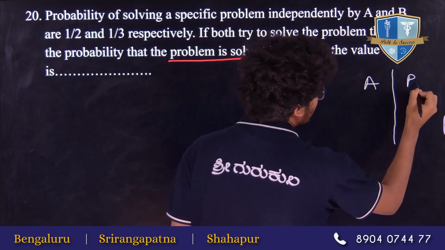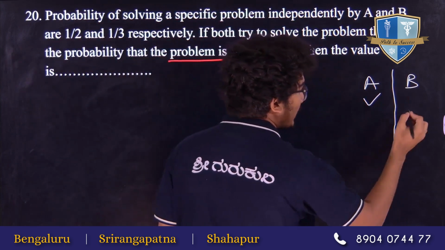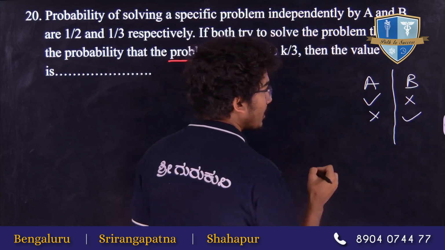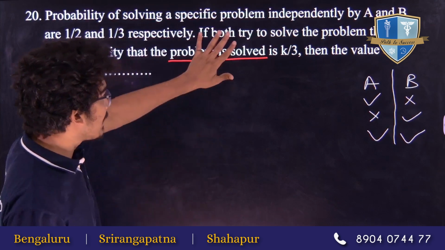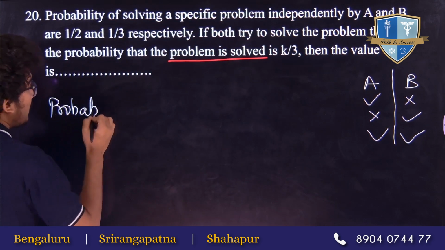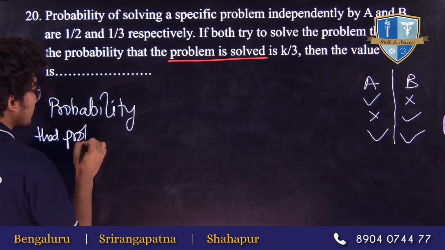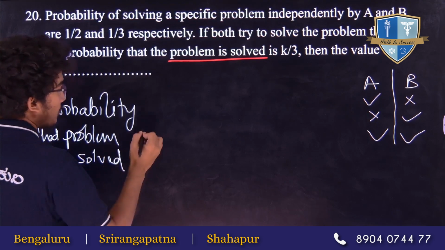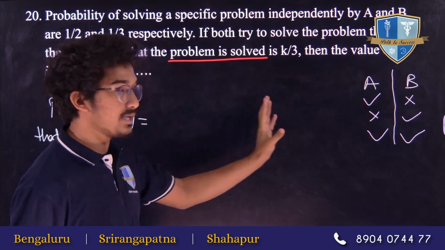If we have A and B, so in what all cases the problem has been solved? Either if A have solved the problem and B have not solved the problem, if B have solved the problem and A have not solved the problem, and if A have solved the problem and B have solved the problem. In all these three cases, the problem has been solved, correct? So total probability that problem has been solved will be total probability of these three cases. So let's write these three cases in addition, okay?